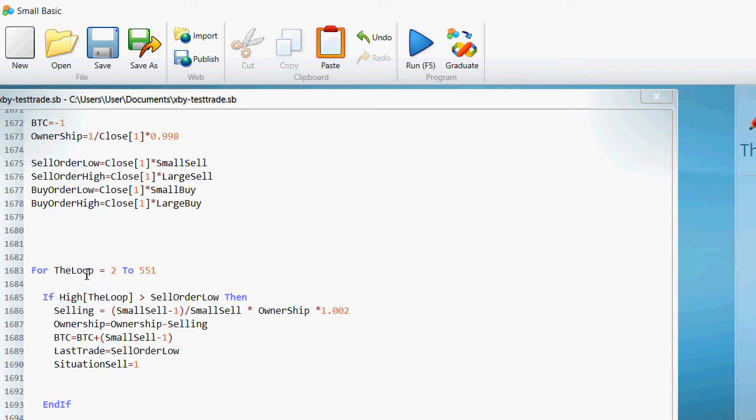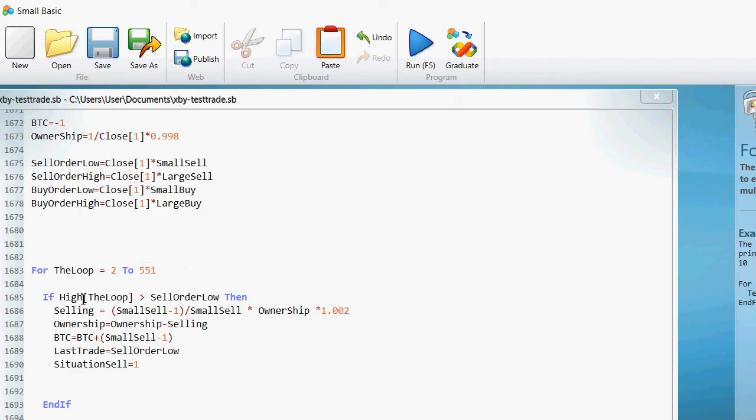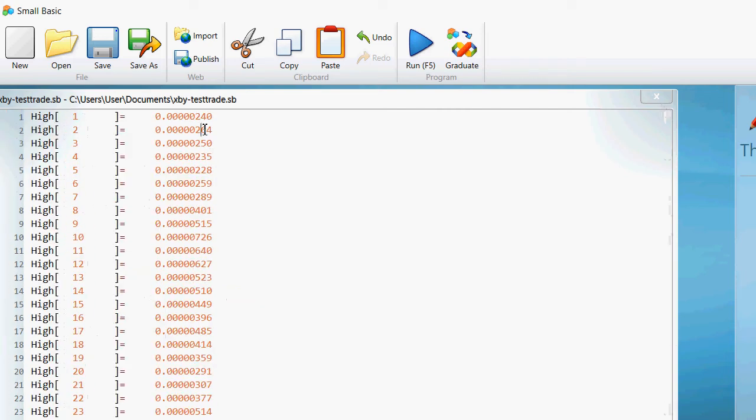So how this works in computer language is it's going to start at 2, run everything until the end 4, and do it again. Then it's going to do it at 3, and it's going to keep on doing it until the 551st cycle is done. So now I'm going to ask the question, if high, and what this means is it's going to say bracket the loop. So whatever number the loop happens to be is what it does. So if high 2, so high slash 2 is, say, if that's what the loop is, and that's what it'd be, which is this one here.